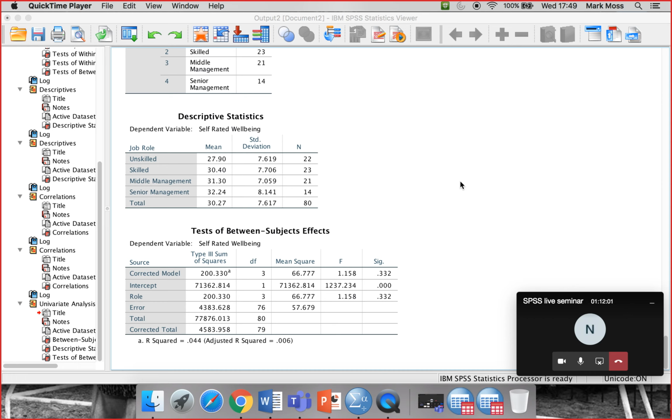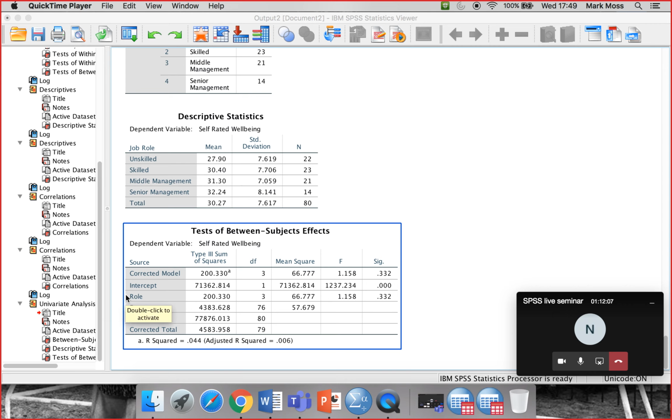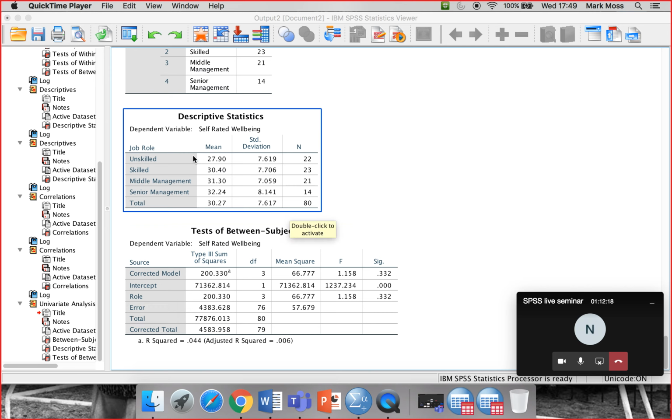Okay, so we go to the test of between subjects effects. We look at the line that begins "role", and the significance value is 0.332. So these means are not significantly different.